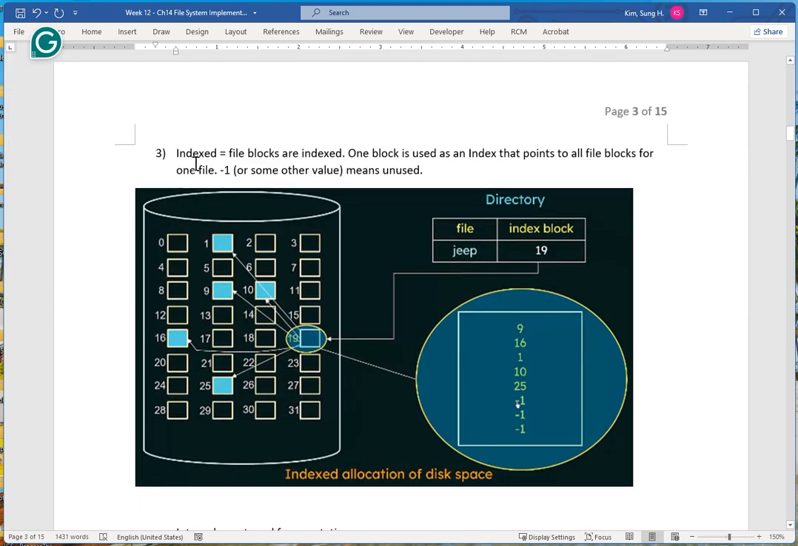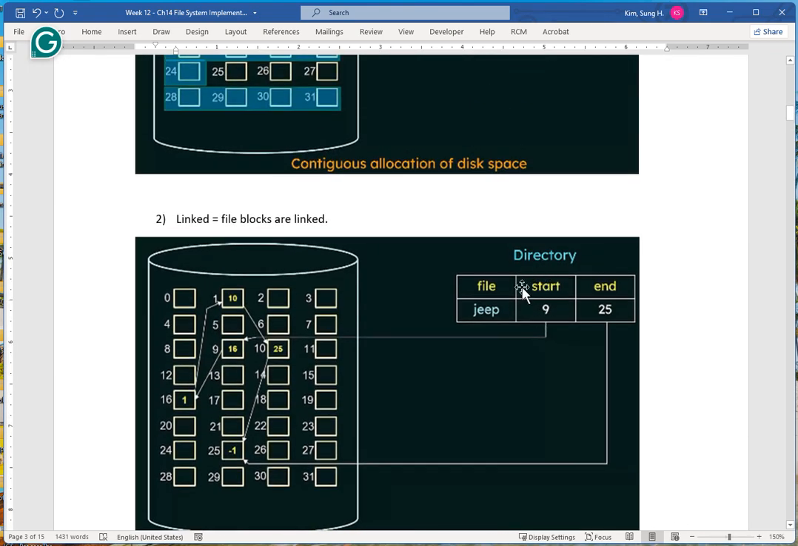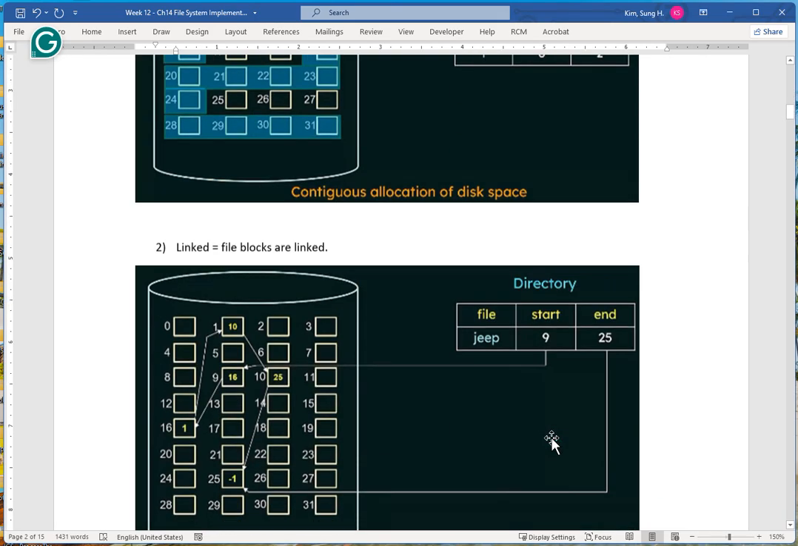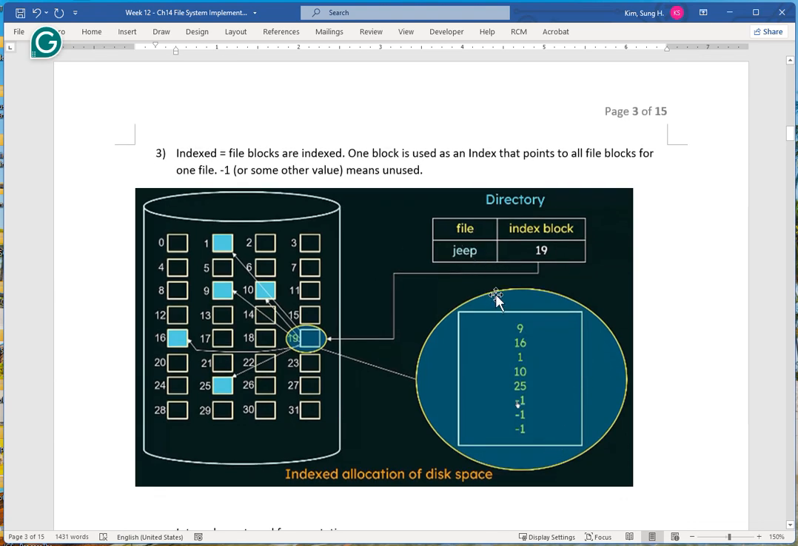But anyway, here's a third one, and this scheme has this directory here. Unlike this one, which has three columns, this indexed one has only two columns. And this one has only one entry, but this file, Jeep file, that starts at 19 is actually the index block, and so you're maybe not wasting, but you're taking up a whole block to store the list of the blocks that are assigned for this file called Jeep in sequential order.